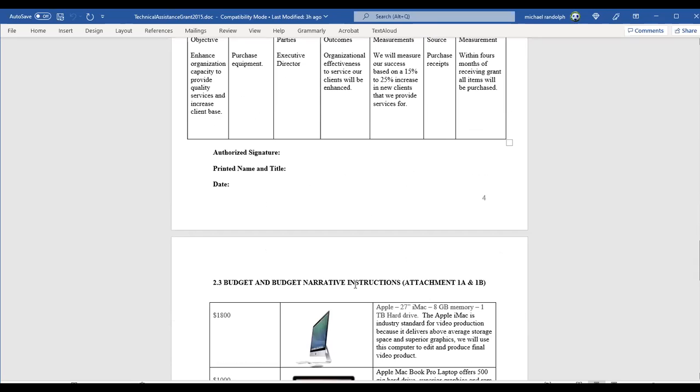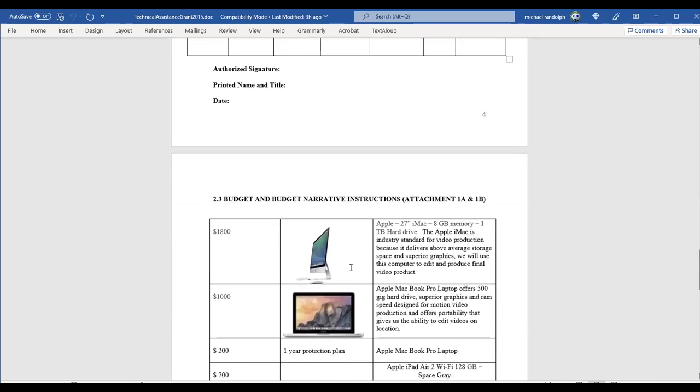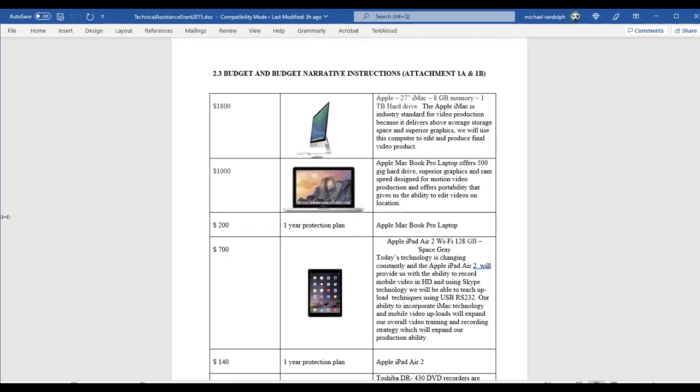Okay, now, how much money are they asking for? $4,000. Now, here's the breakdown of their budget. Notice how they break down the items that they need. Right. The first item they need? $1,800. For what? For Apple 26 inch. Remember they talked about right in the first paragraph. They talk about the Apple computers they need. Now they break it down as to how much it costs.